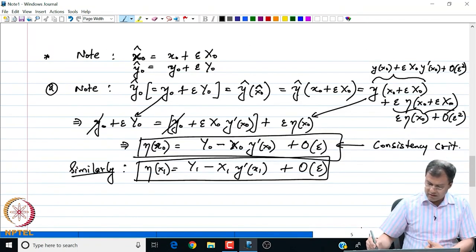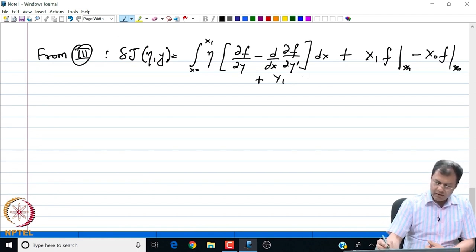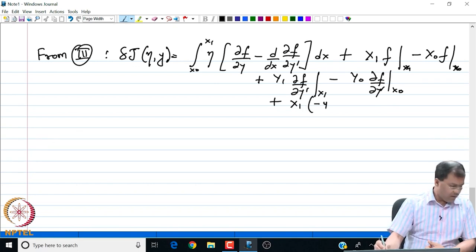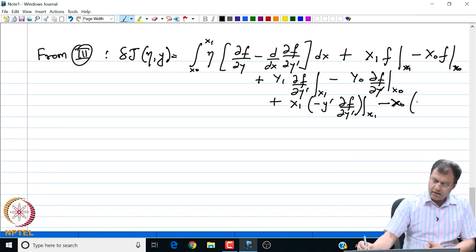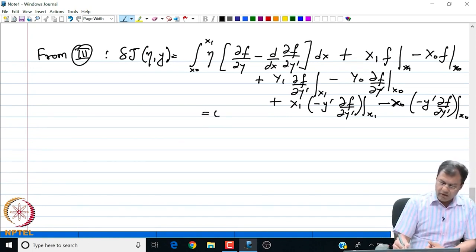So, what have we got for the consistency criteria? So, y 1 and y 0, right. So, plus y 1 times partial f partial y prime at x 1 minus y naught times partial f partial y prime at x naught, plus the final set of two quantities are plus x 1 times minus y prime partial f partial y prime at x 1, and then minus x naught times minus y prime times partial f partial y prime at x naught, right. And we set this functional equal to 0.